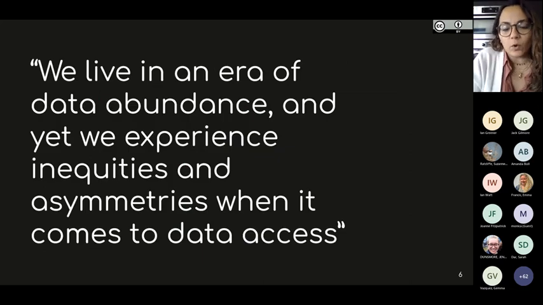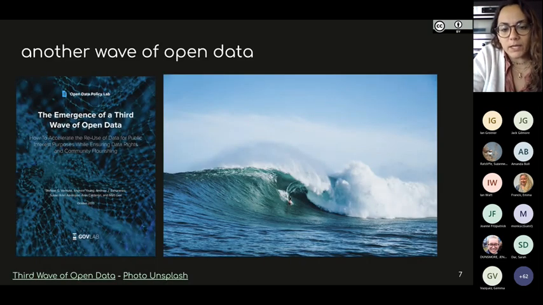Yet, even though we live in this era of data abundance, we experience a lot of inequities and a lot of asymmetries when it comes to data access, but not only when it comes to data access. And this is something that is very well explained in the report that the Open Data Policy Lab from GovLab published a couple of years ago, where they talk about the emergence of a third wave of open data. And I think this goes a little bit hand in hand with the fourth paradigm of science and research that we were talking about before.